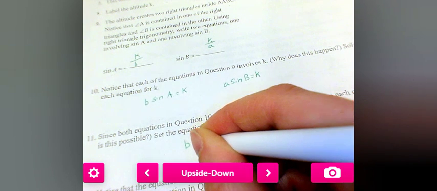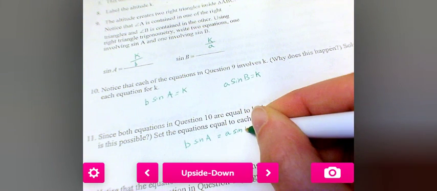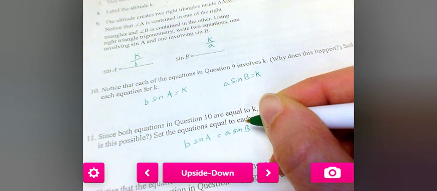Little b sine A equals little a sine B. Put it away. Okay?